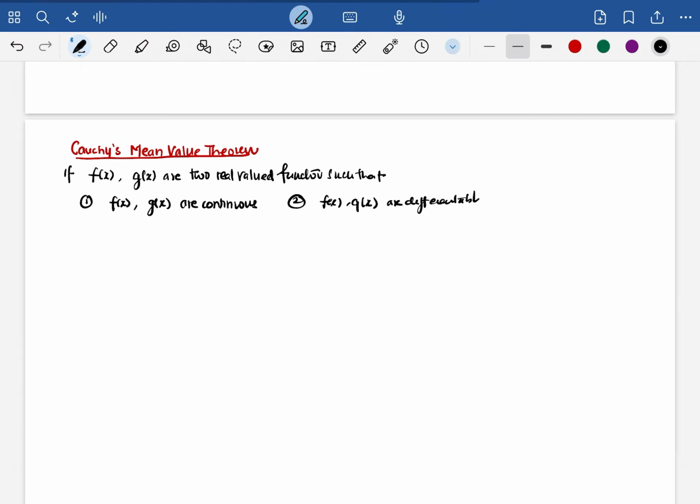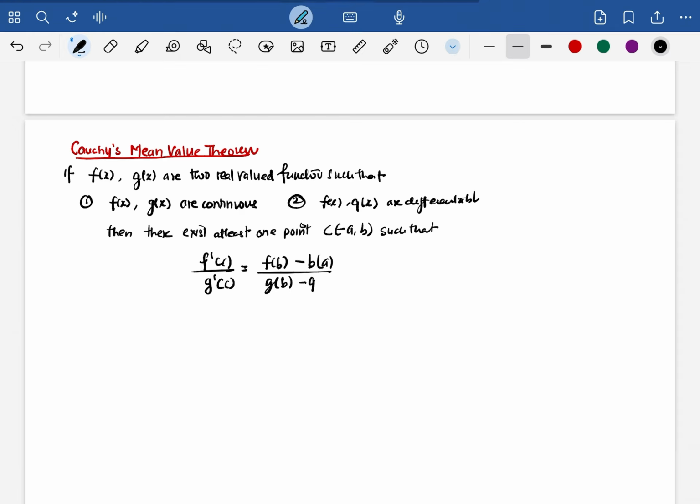Okay, then there exists at least one point c lying in the range of a to b such that f dash c divided by g dash c is equal to f of b minus f of a divided by g of b minus g of a. Okay, this is the condition you have to remember.